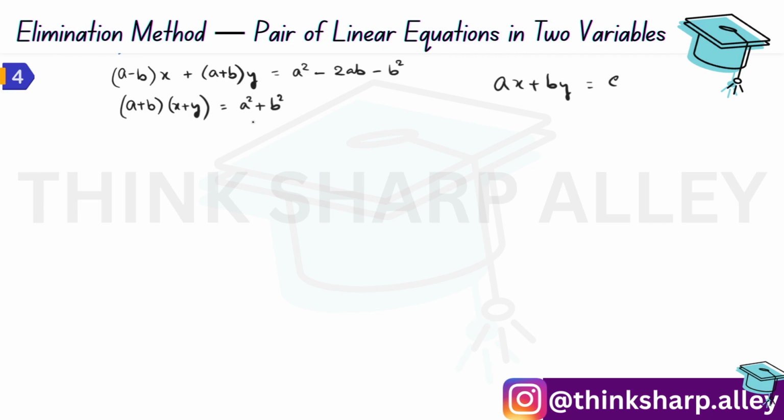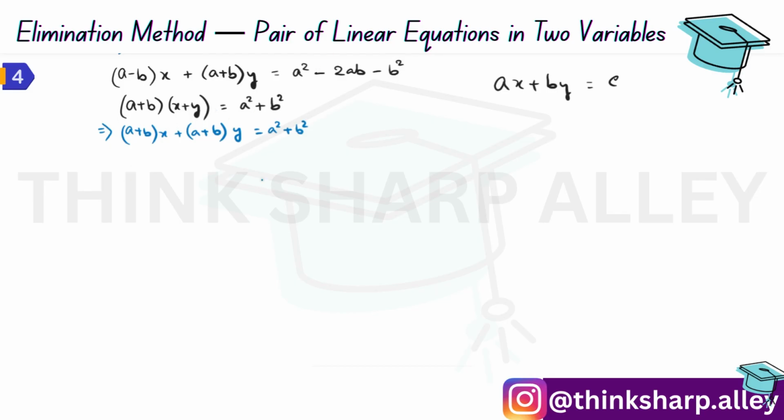Now look at the second equation. Here the variables are inside the bracket. So to apply the elimination method easily, we need to separate the x and y terms. So we will distribute a plus b and we write this as this. Now the equation clearly shows one x term and one y term, which makes it easy to compare the coefficients with the first equation and proceed with elimination.